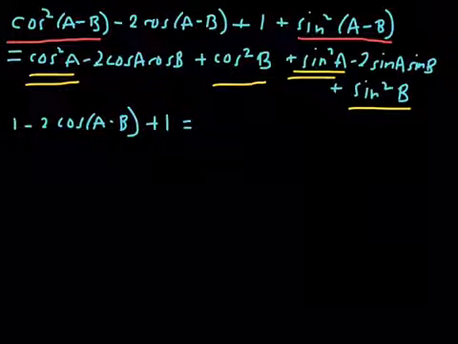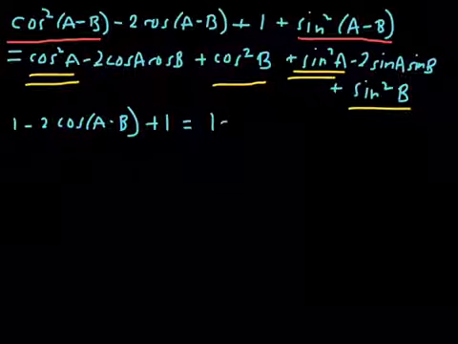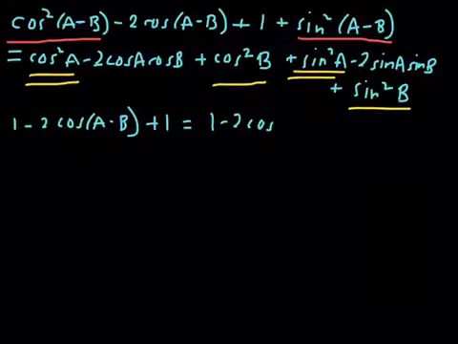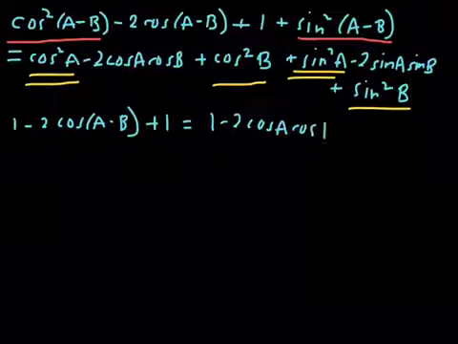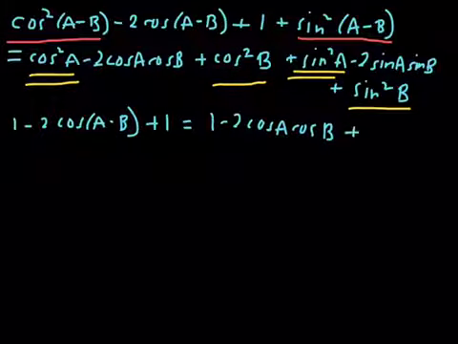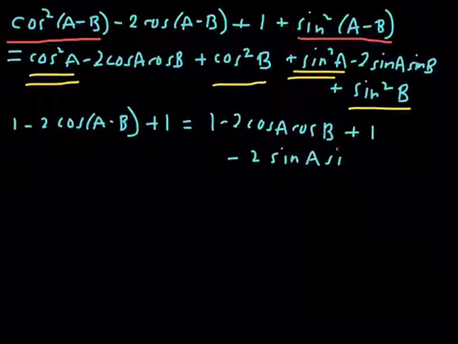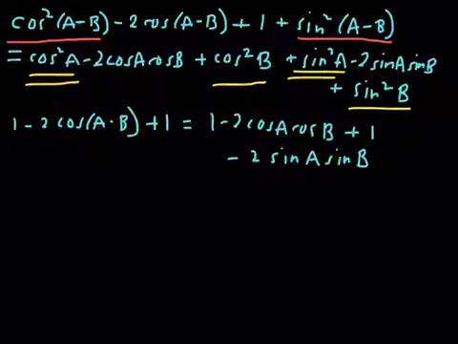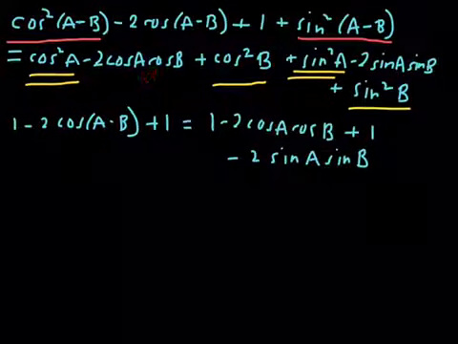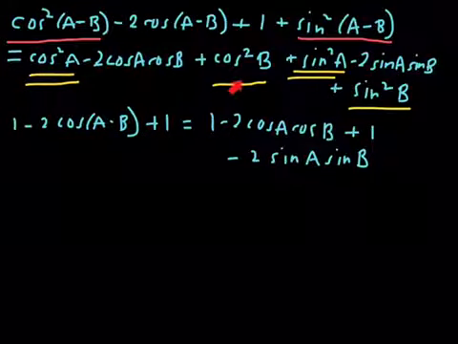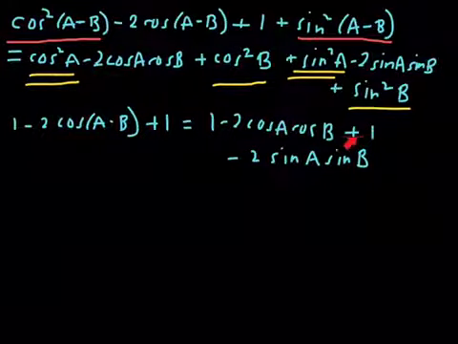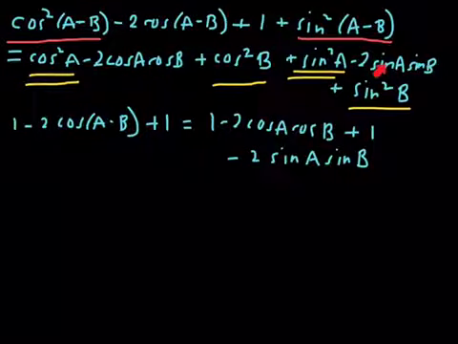Okay? Now on the right, I am going to have 1 minus 2 times cosine of A, cosine of B, plus 1 minus 2 times sine of A, sine of B. Let me highlight what I did on the right. So this cosine squared of A plus sine squared of A is 1, which is right here. This term, I brought it down right there. And then cosine squared of B plus sine squared of B is plus 1 by the Pythagorean identity. And then minus 2 sine A sine B is right here.